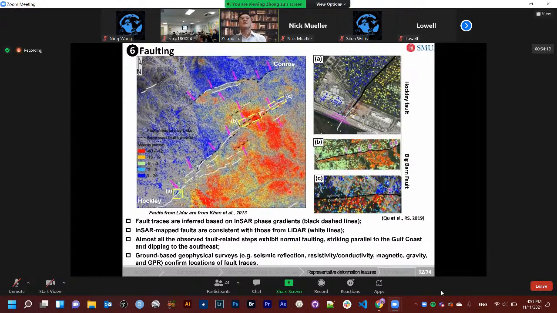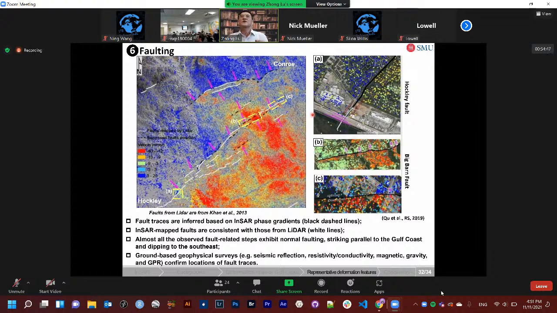And the final feature I want to mention to you is faulting. Professor Khan at the University of Houston has done wonderful work mapping the area with LiDAR data and several projects. So the white one is LiDAR, and this is our InSAR. Keep in mind, there are two different things. LiDAR uses the topography and the relief. InSAR has nothing to do with topography. We are measuring active faulting, right?